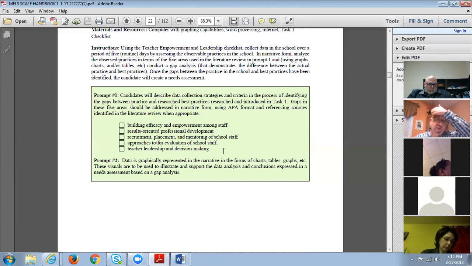You should have asked your administrator already, and if not, you need to spend some time with them asking for assistance with existing data concerning the walkthroughs that have already been conducted. That information is going to be important as you look at what is actually happening in your school and prepare for task 3, which is going to be the action plan.